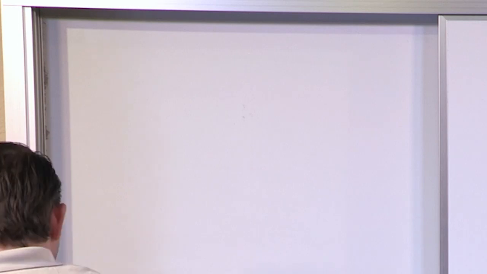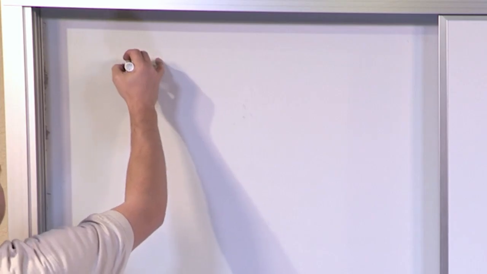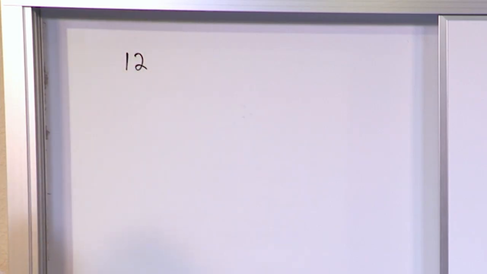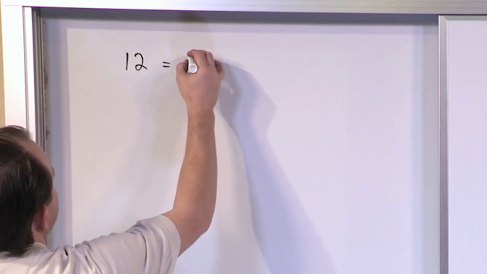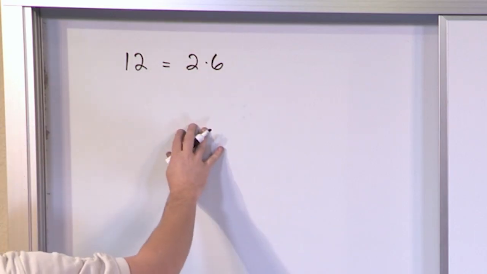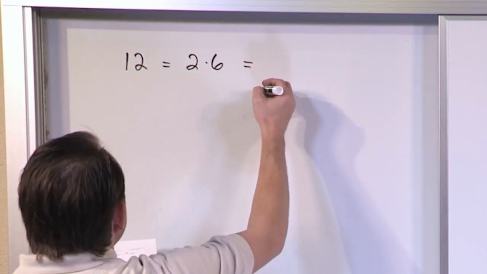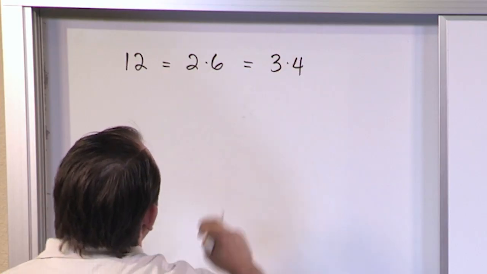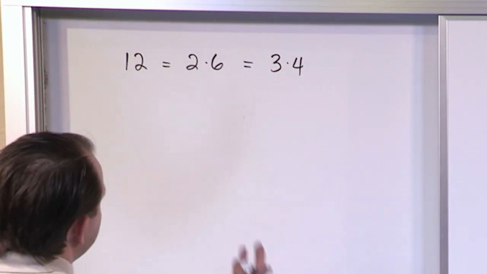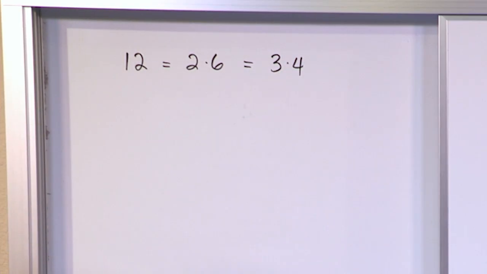So let's talk about some numbers before we talk about any letters. What about the number 12? There are multiple ways to write the number 12. You can write it as the number 12. You can also write it as 2 times 6, because we know that's equal to 12. You can also write it as 3 times 4. We also can write it as 1 times 12, because that's equal to 12 as well.